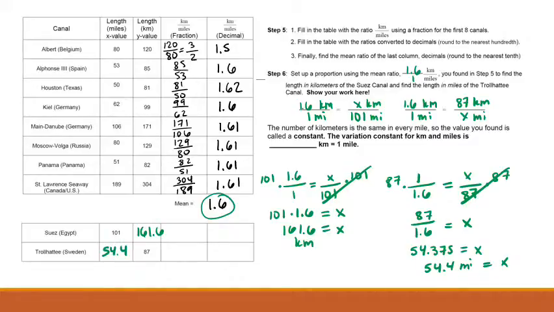So at this point, you've also found what we call this constant. And the variation constant for kilometers and miles should be then 1 6/10, or 1.6 kilometers to every 1 mile.